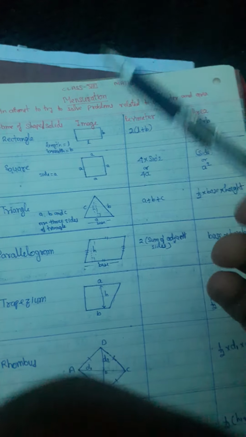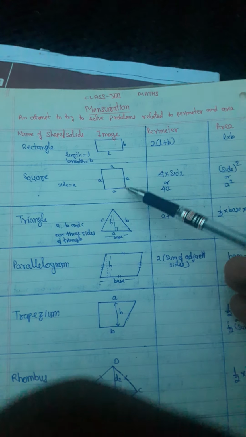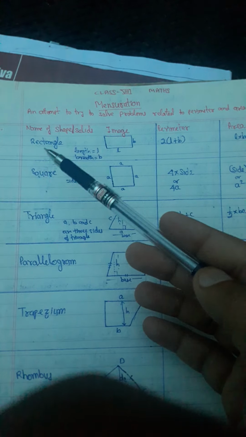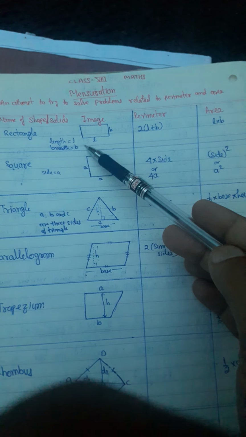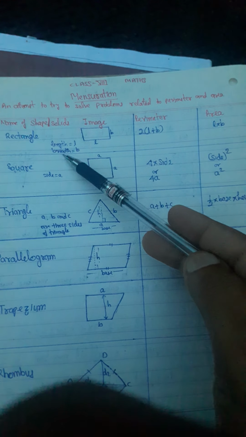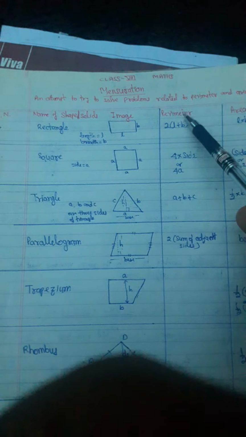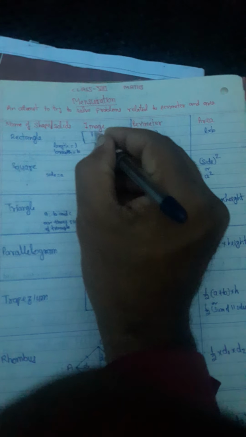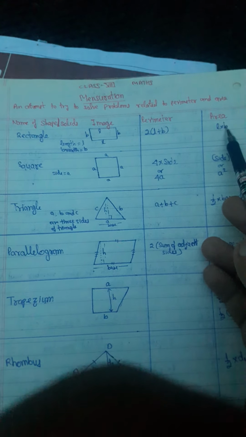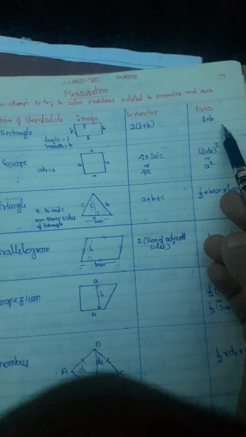Now let's know the different figures we have. Already you know about the rectangle, square, and triangle. In a rectangle, the opposite sides are parallel and equal to each other. Here L refers to the length and B to the breadth. Perimeter means the sum of the boundary. The perimeter of the rectangle is 2 times (L plus B), because the opposite sides are equal: the two lengths are equal, and the breadths are also equal. Area of a rectangle is L into B.